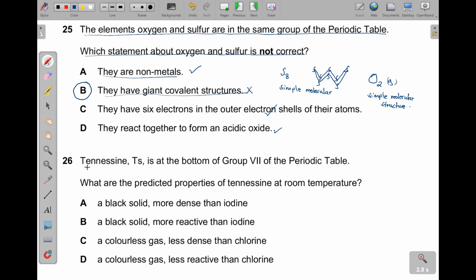Then question 26. Tennessine is at the bottom of group 7 of the periodic table. What are the predicted properties of tennessine at room temperature? Now, for group 7, we know that as you go down the group, they become less volatile. Fluorine is a gas. Chlorine is a gas. Bromine is a liquid at room temperature. And then iodine is a solid at room temperature.